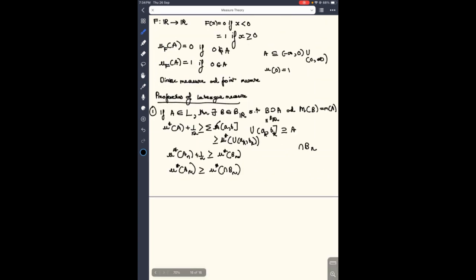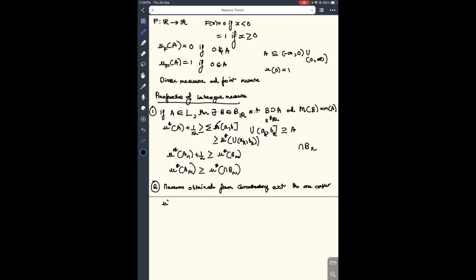One thing that I intend to say, and this is important, is that the measures obtained from the Caratheodory extension theorem are complete. You can easily check this by just verifying the proof. From the proof it will be easily verified that they are complete.